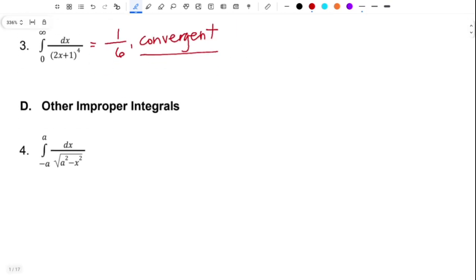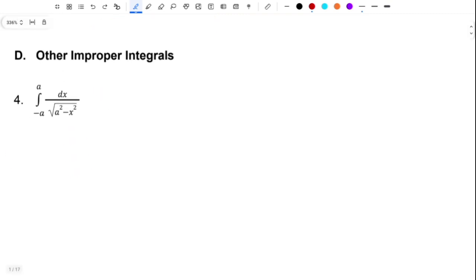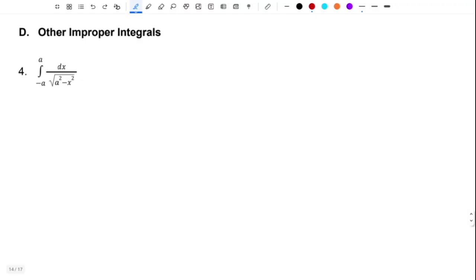Now for our last item, we have the other improper integrals. Let us start answering this now. Okay, for our final item, the first step that we are going to do is to identify what definition we should use that is applicable to our problem.